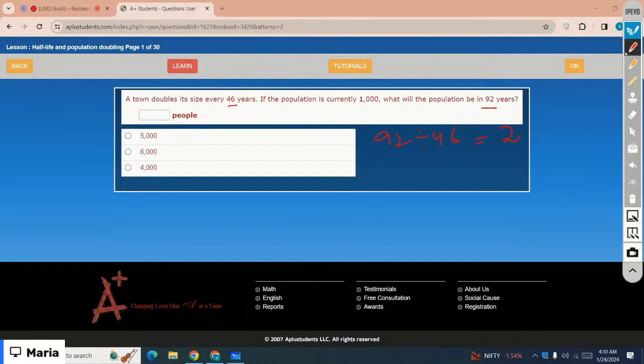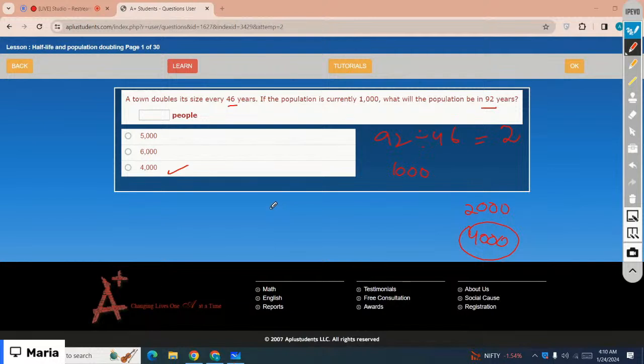That means from 46 years till 92 years, the population doubles twice, right? For now they are 1000. So when they are doubled the first time, 1000 times 2 is 2000. For the second time when they are doubled, 2000 times 2 is 4000. That means after they double twice, you now have 4000.